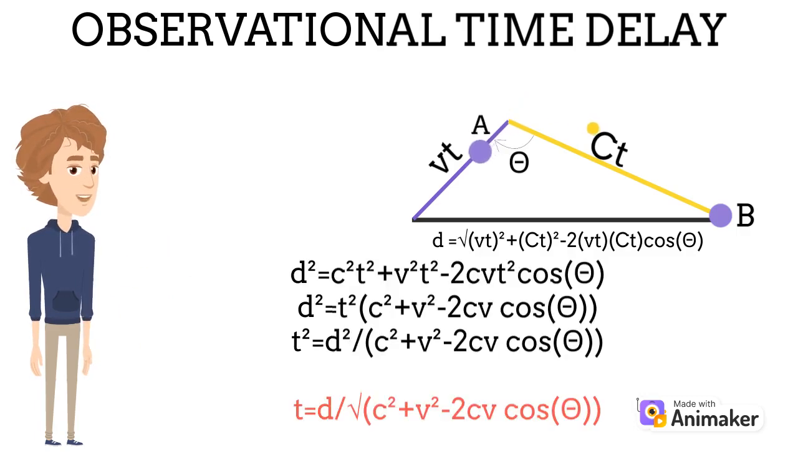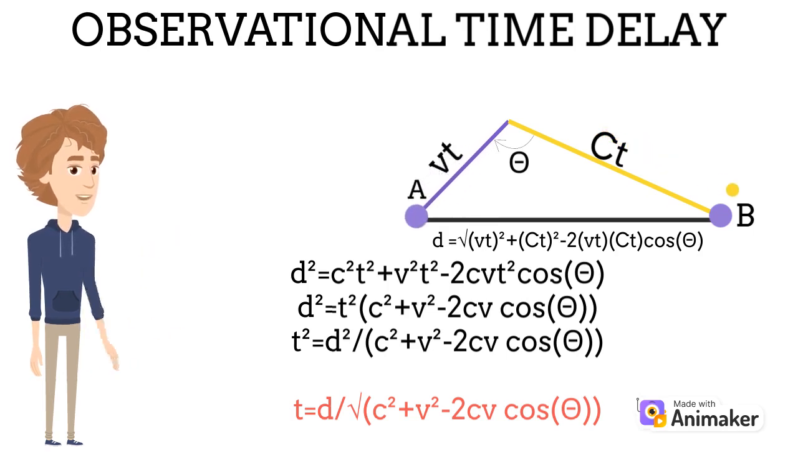By solving this equation we are going to calculate the observational time delay observed by point B. Take time t to one side, then we will get t equals d divided by root of c squared plus v squared minus 2cv cosine theta. Here point B observes point A t time slower. That is, t equals d divided by root of c squared plus v squared minus 2cv cosine theta.